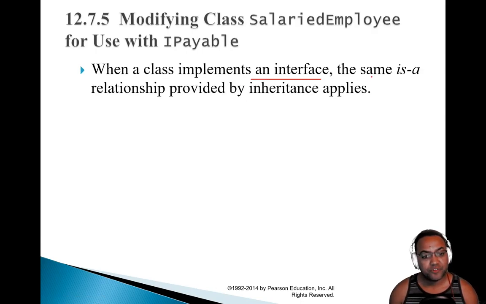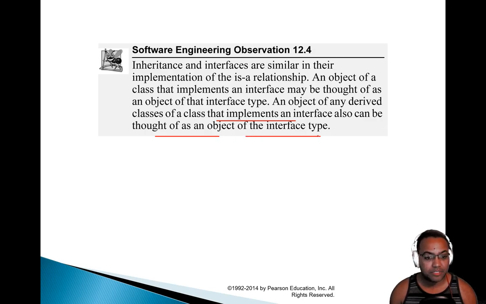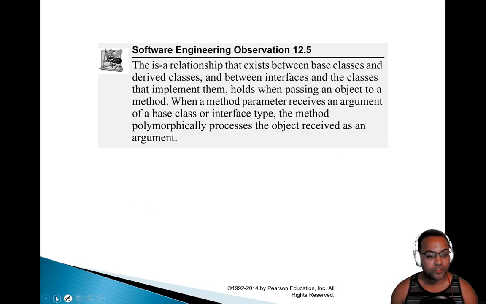When a class implements an interface, the same is a relationship provided by inheritance applies. Inheritance and interfaces are similar in their implementation of the is a relationship. An object of a class that implements an interface may be thought of as an object of that interface type. An object of a derived class of a class that implements an interface also can be thought of as an object of the interface type. Yeah, it's very complicated. Just to understand that when you implement an interface, the object that's derived can also be looked at as the interface type as well as the derived class type that you were using.